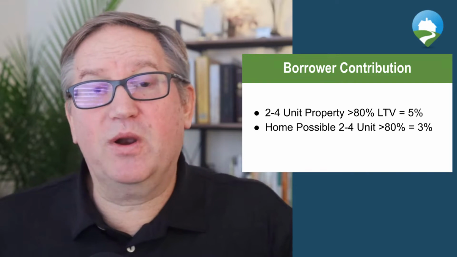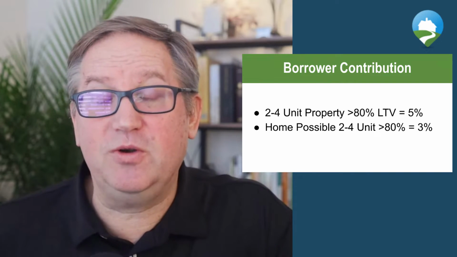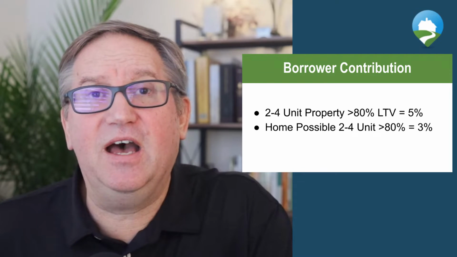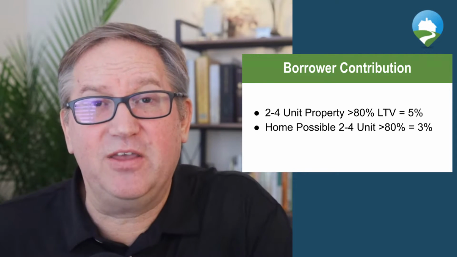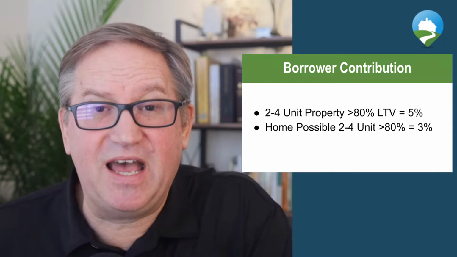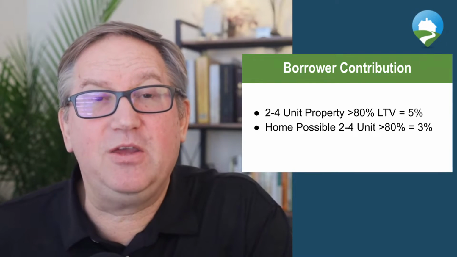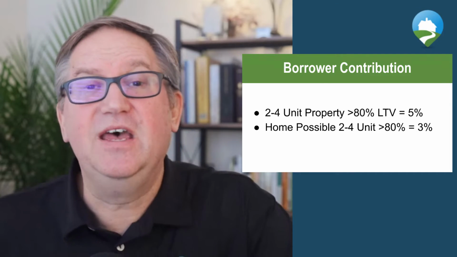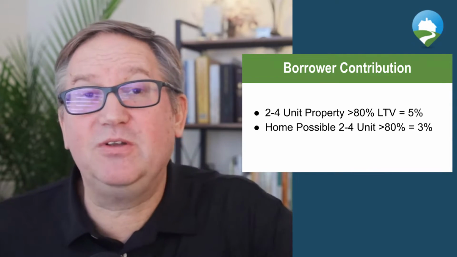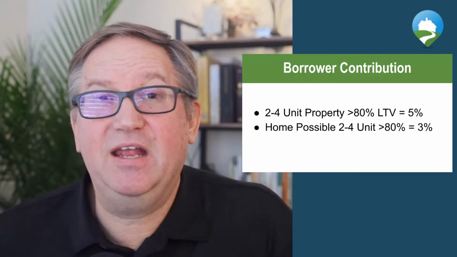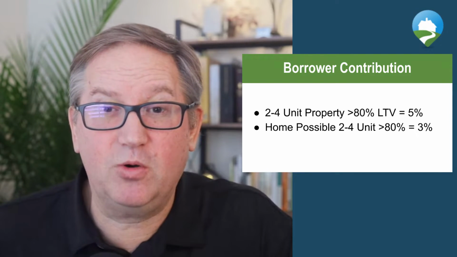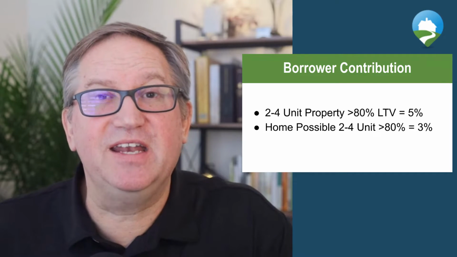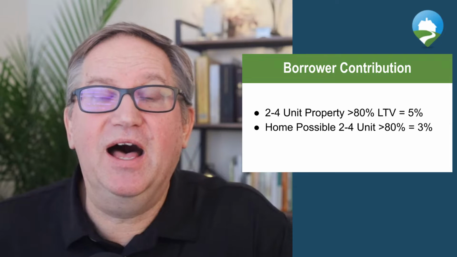There is a borrower contribution if you're buying a 2 to 4 unit property that has greater than 80% loan to value. So you put less than 20% down on a 2 to 4 unit property. You have to have 5% of your own funds in order to use gift funds. But if you're using the Home Possible, which is Freddie Mac's affordable homeownership program, it's only a 3% contribution if you have less than 20% down on 2 to 4 units.